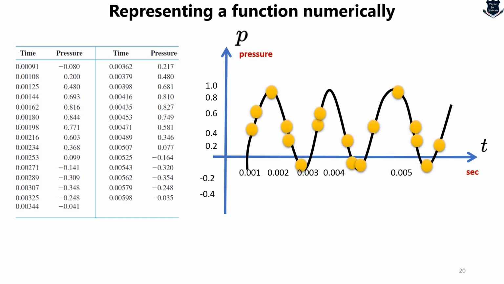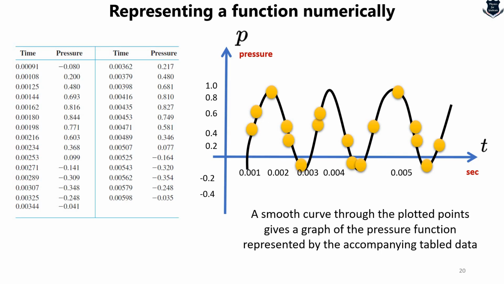I can say that this is a smooth curve through the plotted points, which gives the graph of the pressure function, which is represented by the left hand side table data. So this is also representing a function numerically and then plotting it.